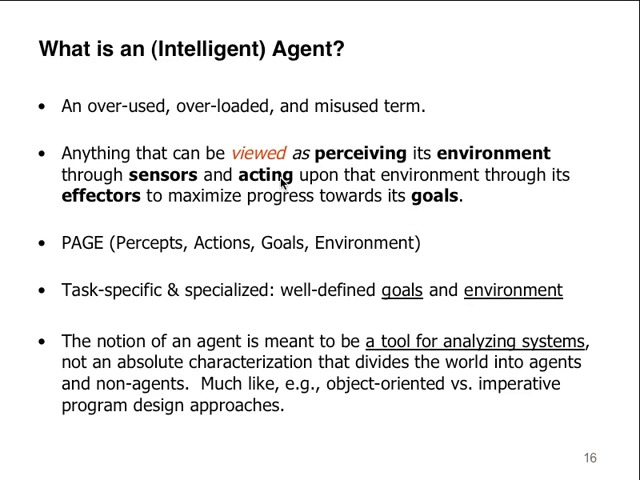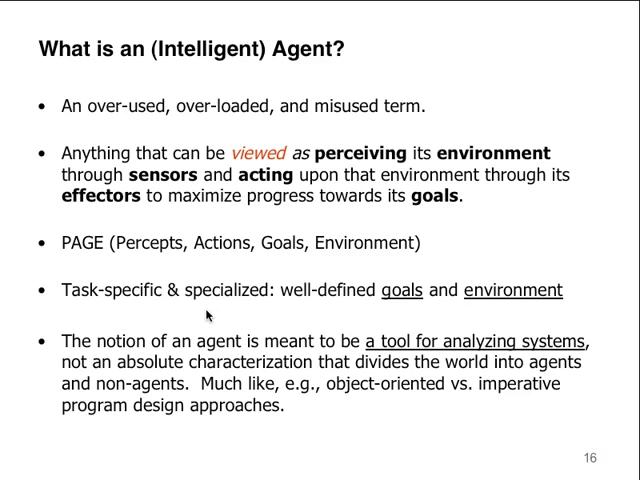So we have task-specific and specialized types of environment. Well-defined goals and environments themselves are considered task-specific and specialized. If it's not task-specific, we have no idea what we're solving. And we have to specialize because we're going to come up with a way of doing it. We're going to refine it and make sure we're not doing anything else, but we're just going to solve that particular goal.